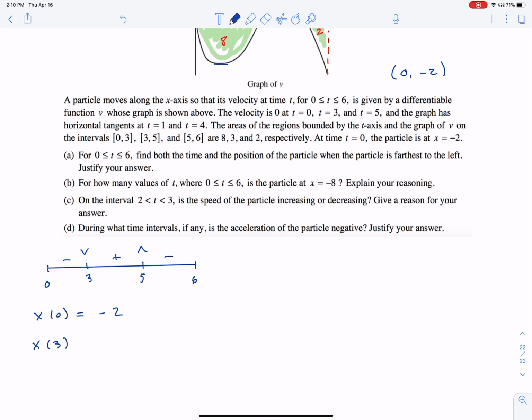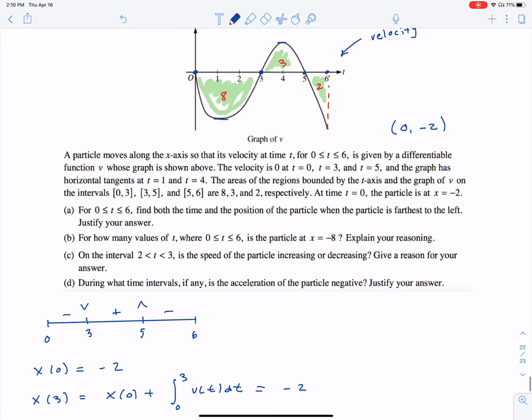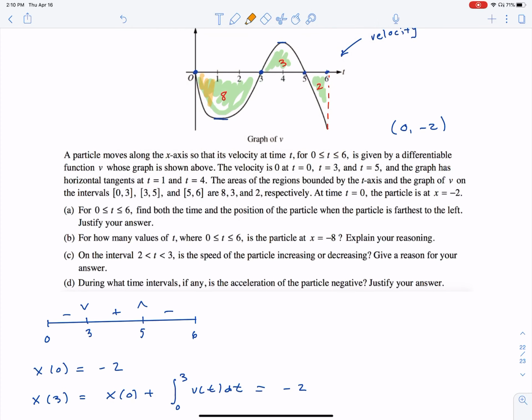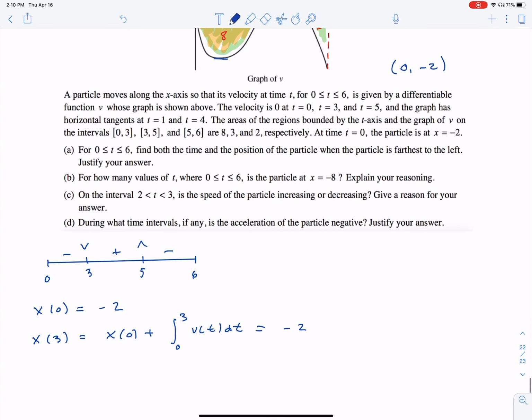So x of 3, I think you'd agree, is going to be equal to x of 0 plus the displacement from 0 to 3 of v of t dt. Which equals, so x of 0 was negative 2. The displacement, right? I'm going back to here and I'll highlight it quickly in orange. This displacement is below the x-axis, so it's negative 8. So I get negative 2 minus 8, or negative 10. Okay, let's keep on going.